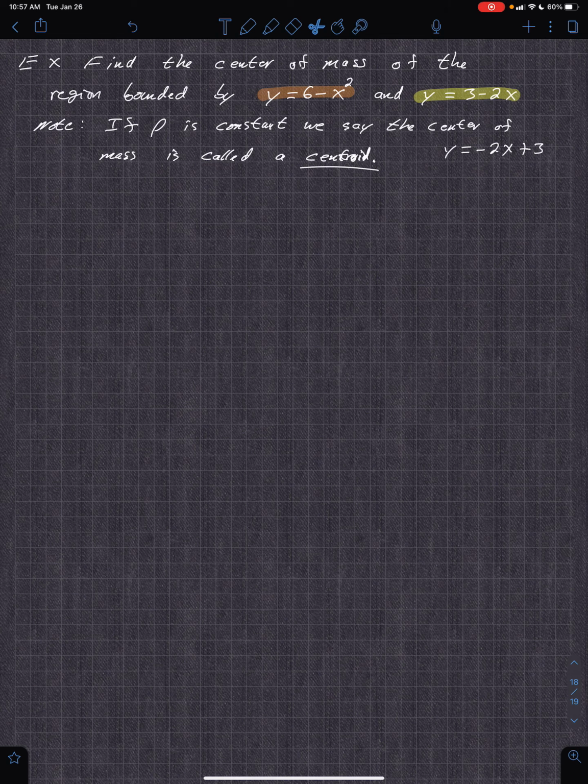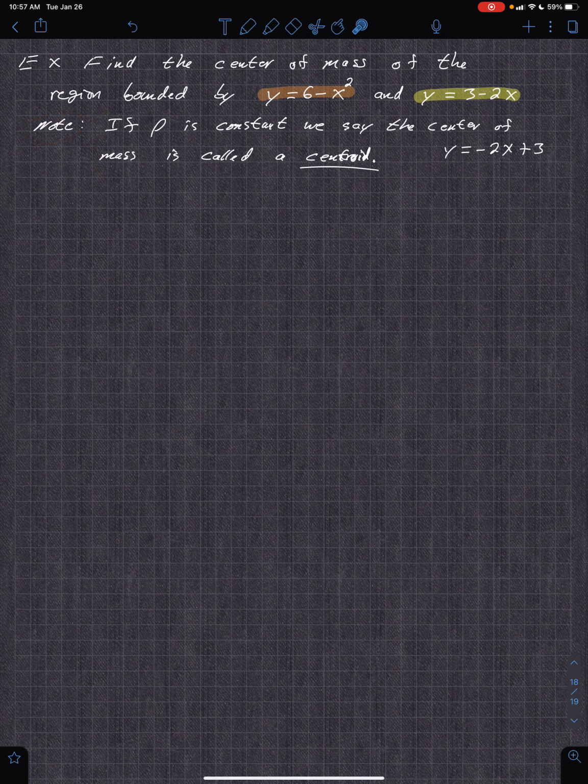Let's look at this example for center of mass between two curves. So let's go through it. Find the center of mass of the region bounded by 6 minus x squared and 3 minus 2x. Make a little note here. I mentioned before, but I'm doing it again here.